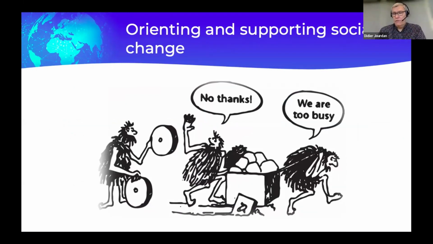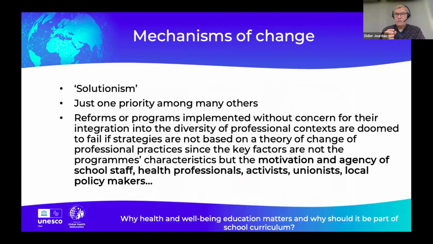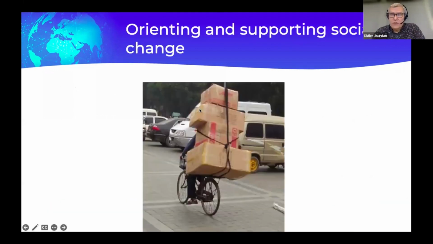But if we want to move forward, research shows that solutionism, thinking we have the perfect intervention on sex and relationship education and we just have to implement it, doesn't work. What works is to contribute to increasing the motivation and the agency of all the people involved in the health, education, and promotion of children and young people: school staff, health professionals, activists, unionists, policymakers. The two key words are motivation and agency. This is what we have to take into account.